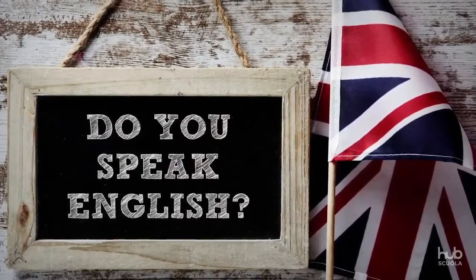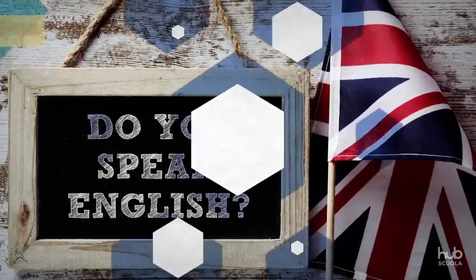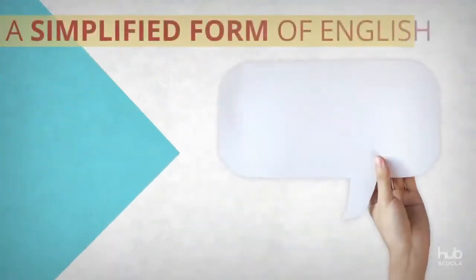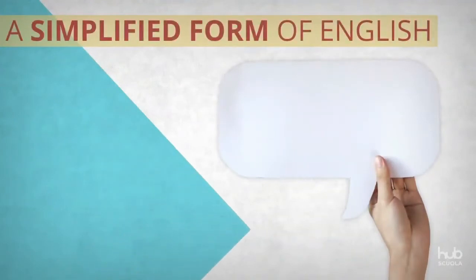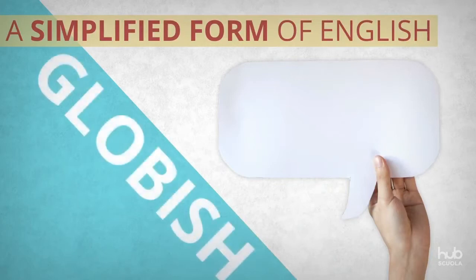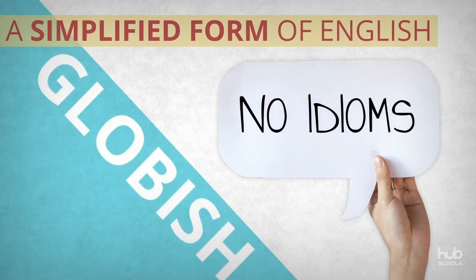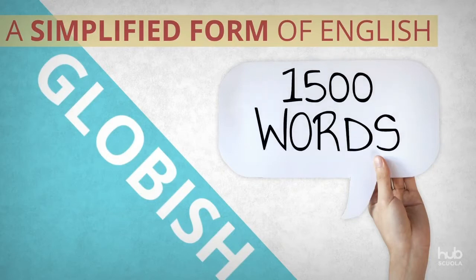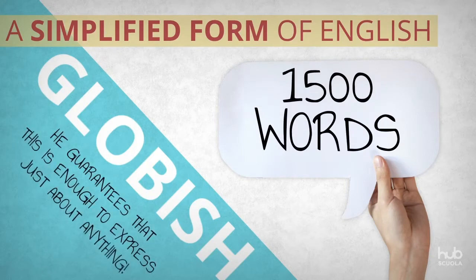present-day global world. A French computer engineer even decided to invent a simplified form of English to make international communication easier. His language, Globish, has a simplified grammar and no idioms, and uses only 1,500 English words. He guarantees that this is enough to express just about anything.